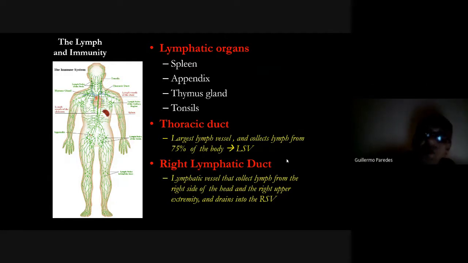But even though we have the appendix, they have a lot of lymphatic nodes in the wall of the appendix, and it's demonstrated that it probably is a remnant of our past life. Why do they say that? Because animals that are carnivorous, just meat, have a very long appendix. And we were carnivorous at the very beginning of our evolution.